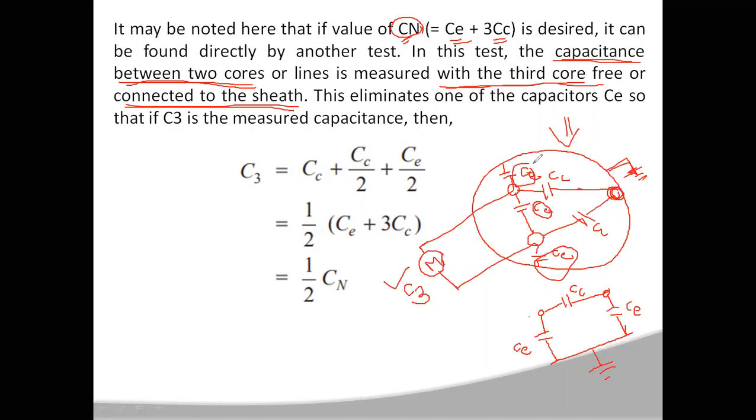Now what are the other things? This is also taken between this core and earth. Again you will have CC, on this core and earth you have CC. So here you have CC, and here also you have CC.